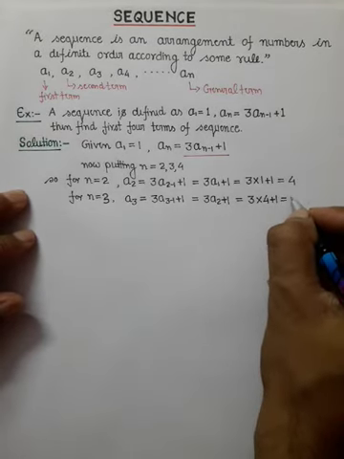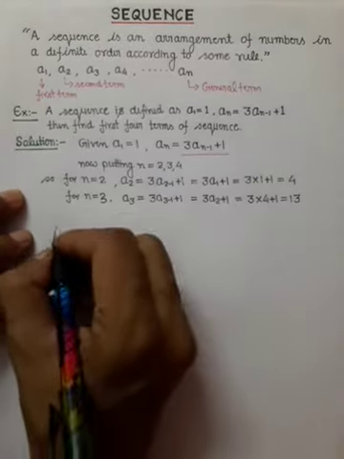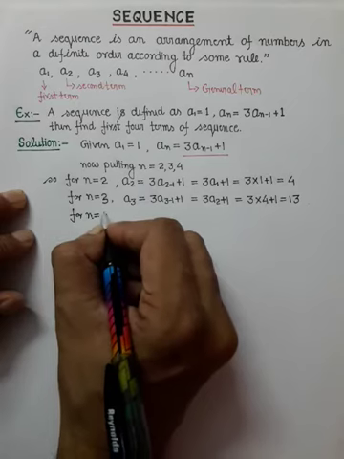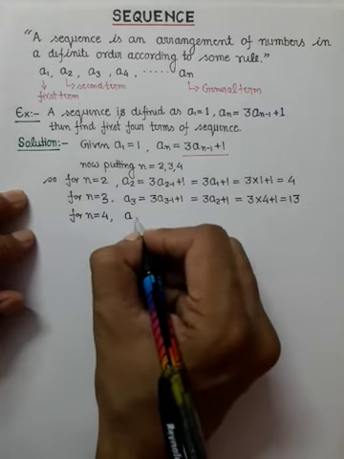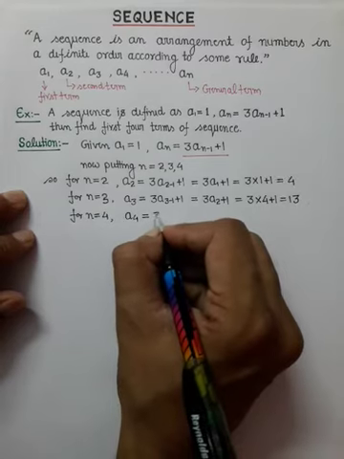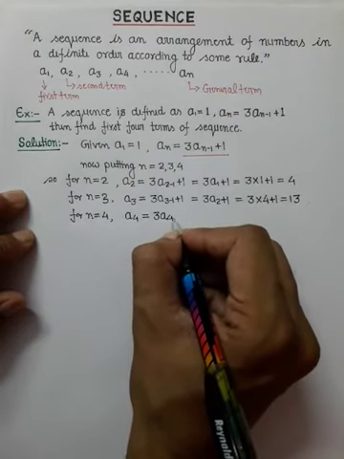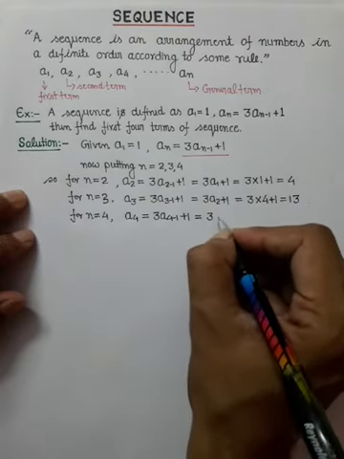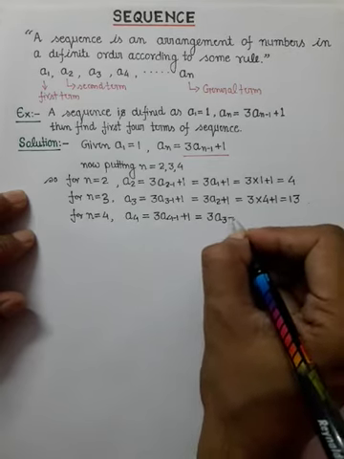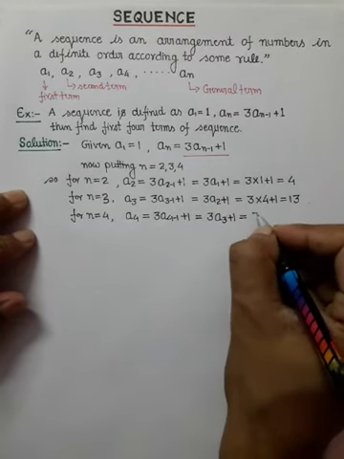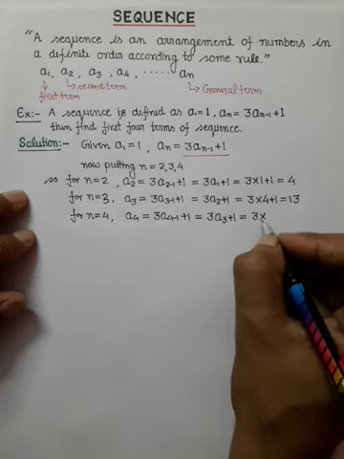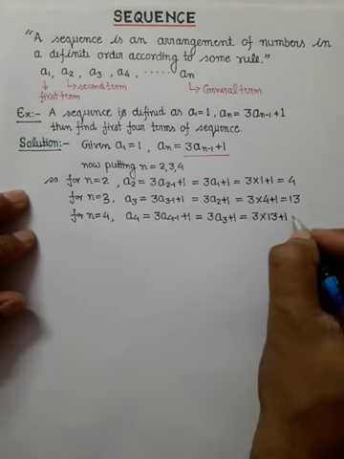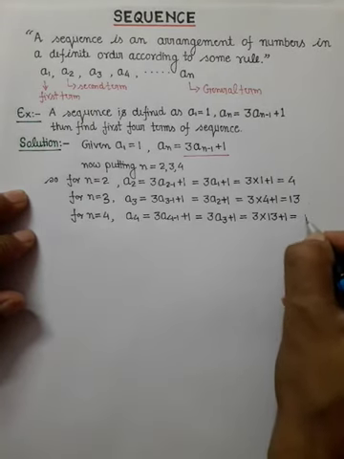So 4 3s are 12 and 1 that can be 13. Now similarly we can obtain it for n is equal to 4. So for n is equal to 4 we can write a4 is equal to 3 a(4 minus 1) plus 1. So that can be written as 3 a3 plus 1. So this comes out 3 a3. The value of a3 we have already obtained here. Of course it is 13. So plus 1. So it comes out 13 3s are 39 and 1, 40.